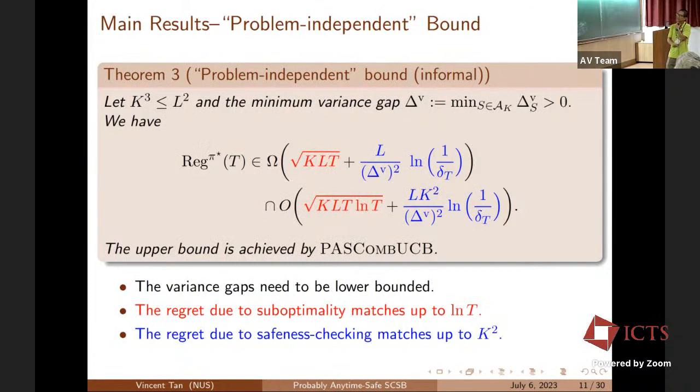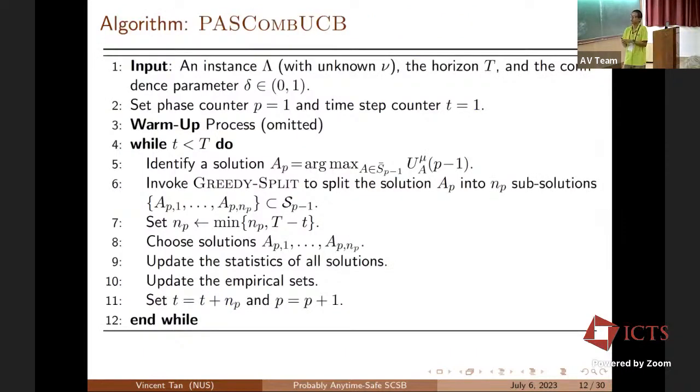There is an algorithm that does this, and I want to highlight some key interesting elements of this algorithm and some analysis of it. This algorithm is actually very simple. We start off with a particular instance whose distribution we do not know. We start off with the horizon that we do know, and a confidence parameter delta between 0 and 1. This algorithm proceeds in phases, and the phase counter is called P. Within each phase, there are different time steps, and so there's a time step counter as well. The warm-up phase is quite trivial, so we omit discussing it.